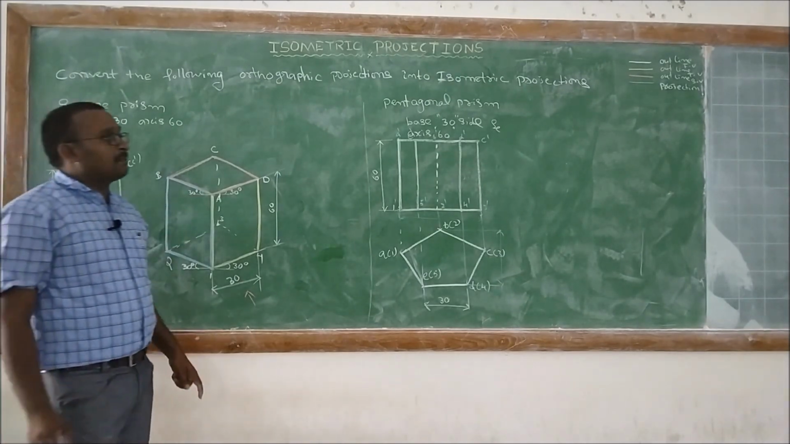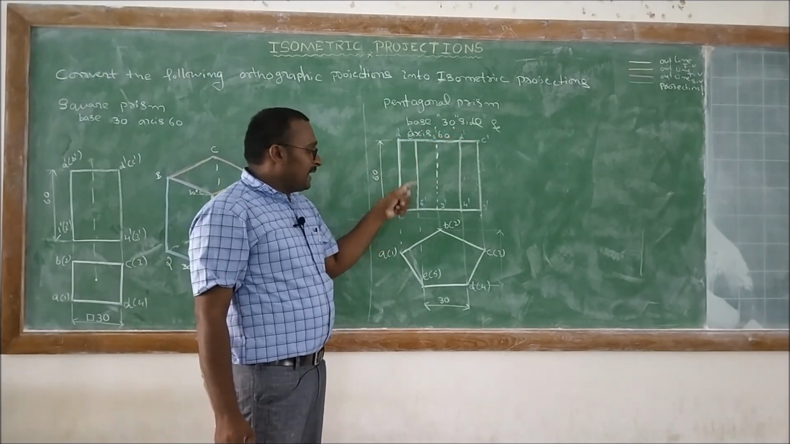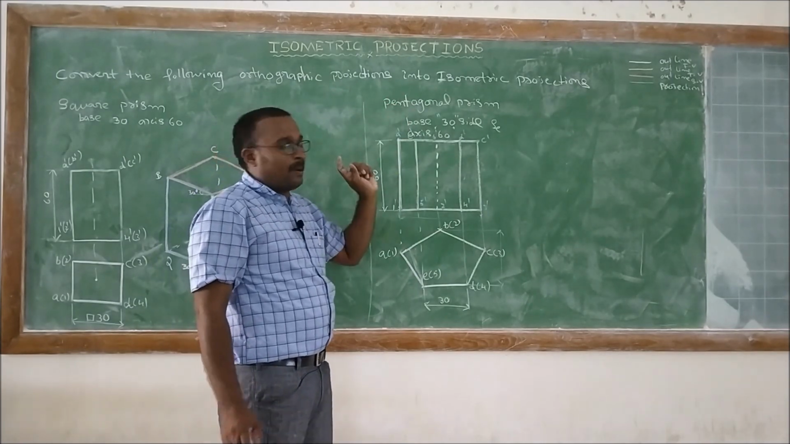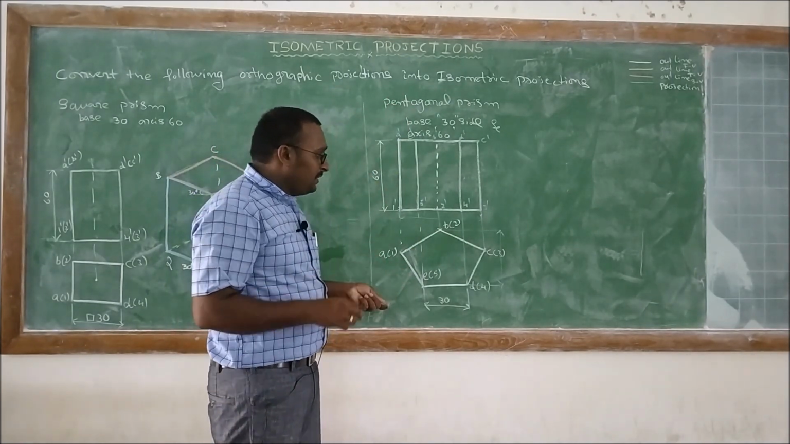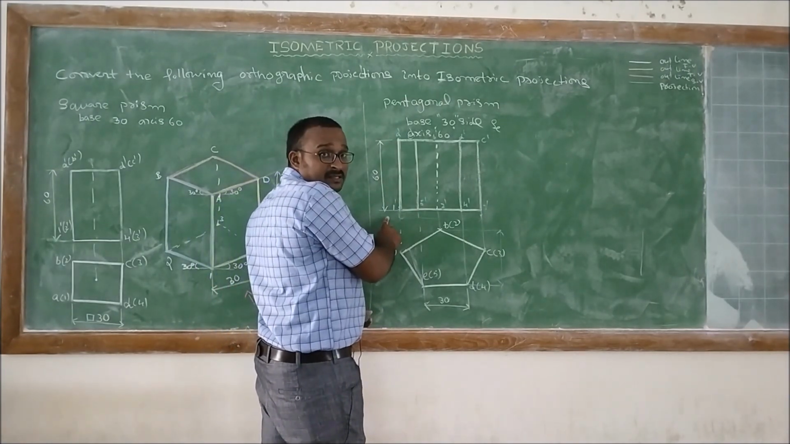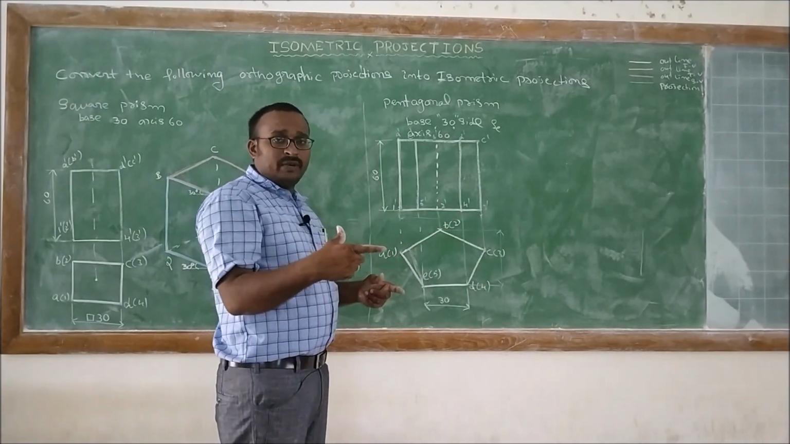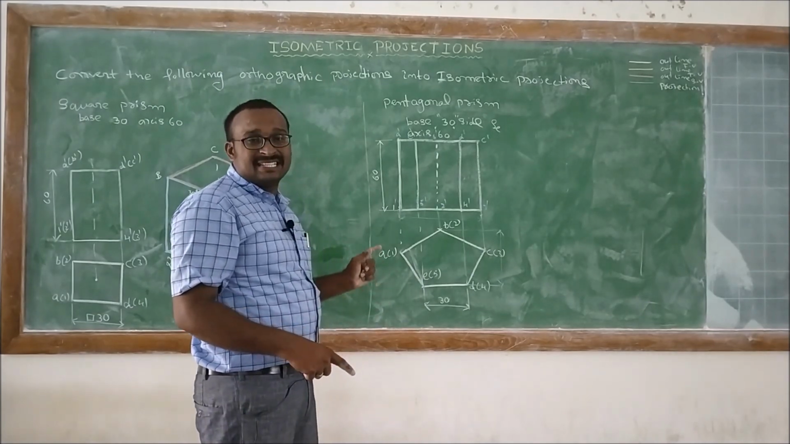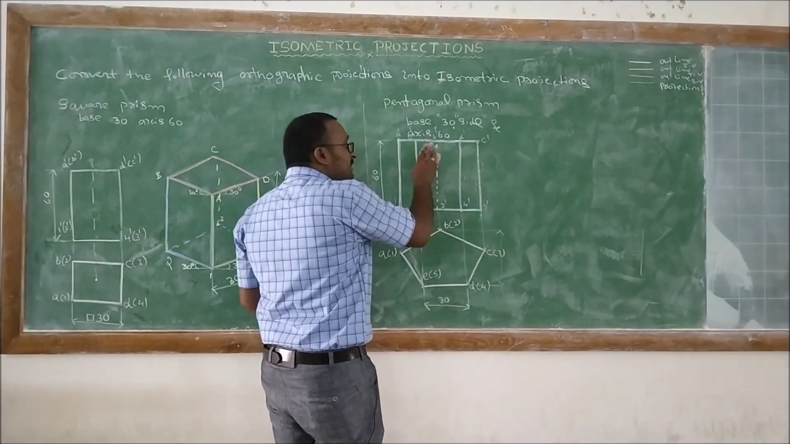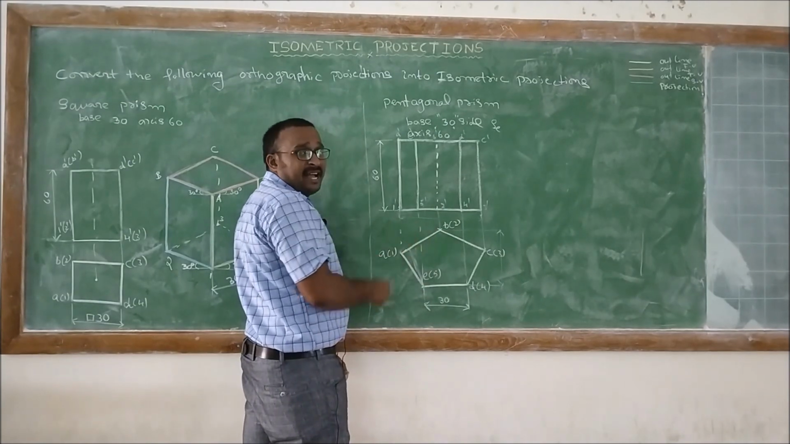Now we will move on to the second problem. A pentagonal prism of base 30 mm and axis 60 mm long, and it is resting with its base on HP. Draw its isometric projections. That is the problem, right? So here initially we need to measure the height, width and breadth, x and y z axes need to be measured, and then you need to create that particular box. So here in this case, in a front view there is no non-isometric lines. On top view there is a isometric lines.